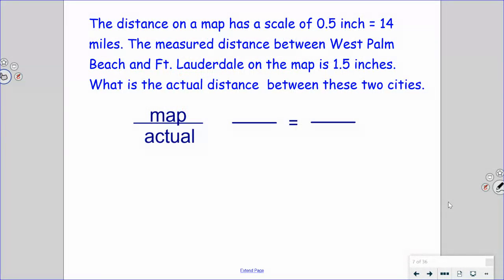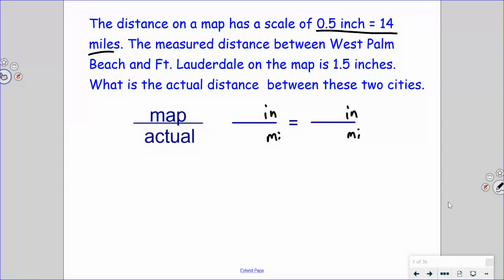All right, let's go ahead and take a look at a couple examples now. Half an inch equals 14 miles. Ooh, as soon as I see that, inches to miles, inches to miles. Now, for the sake of consistency, I'm generally going to keep the actual amount in the second part of the ratio. I almost said the denominator, but remember, we're not talking fractions, we're talking ratios.